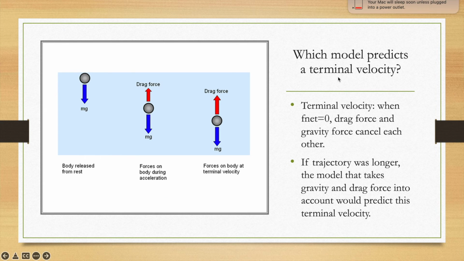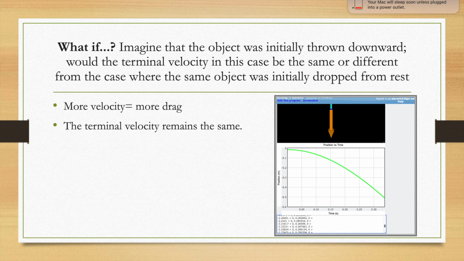But which model predicts the terminal velocity? The terminal velocity is when F net equals 0. Drag force and gravity force cancel each other. In this case, it will be our second model, the one that takes into account drag force. If the trajectory was longer, because we need time to reach that terminal point, the model that takes gravity and drag force into account will predict this terminal velocity.